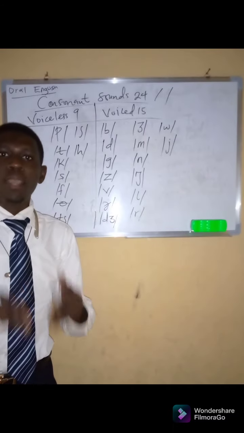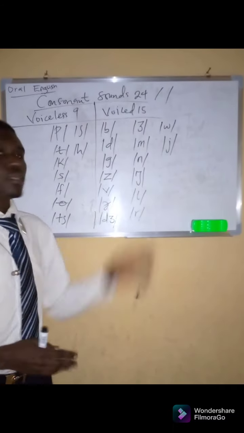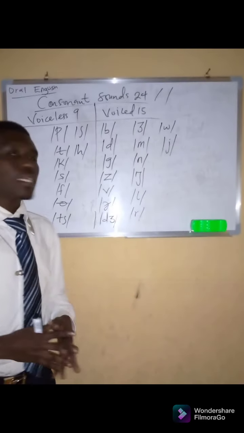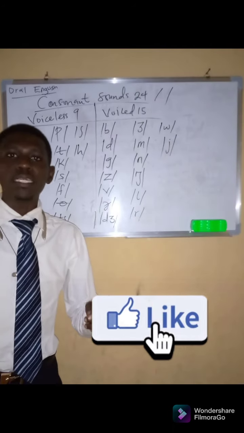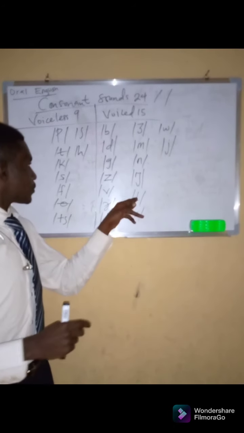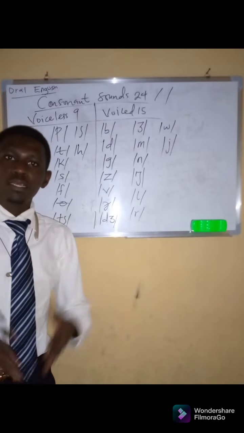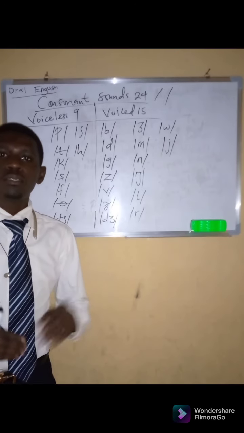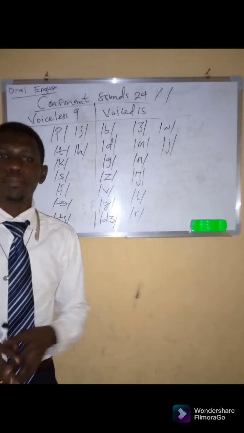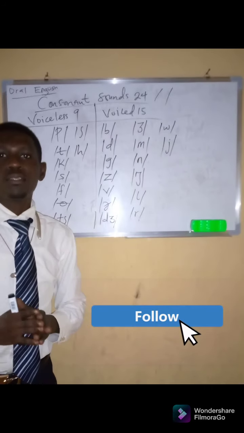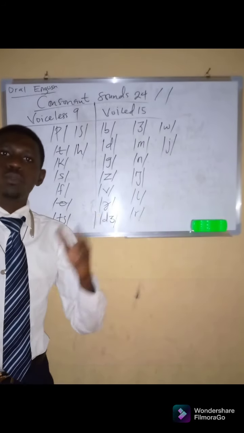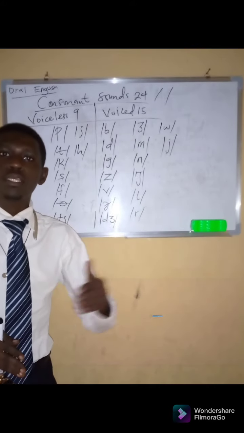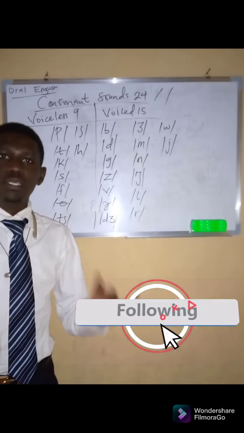M as in man and make. N as in new and now. Ng as in ring and long. L as in let and live or leave. R as in write and rhyme. W as in wait and why. Y as in yes or yellow.